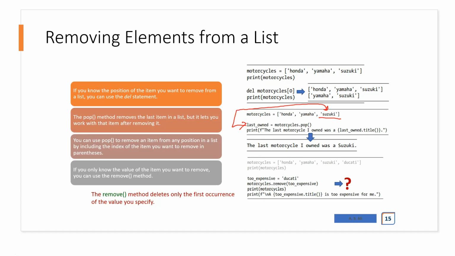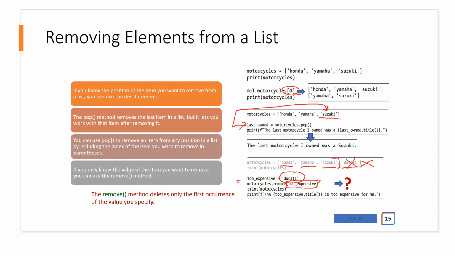We have also dot remove. Unlike delete where you indicate the position, for remove, you can write the thing you want to remove. For example, here we have motorcycles, Honda, Yamaha, Suzuki, Ducati. I said Ducati is too expensive. I want to remove this Ducati. So for remove, you have to define which of the elements you want to remove. You tell the name, the value, which is Ducati. In this case, Ducati is going to be removed. I will be left with just Honda, Yamaha, and Suzuki.